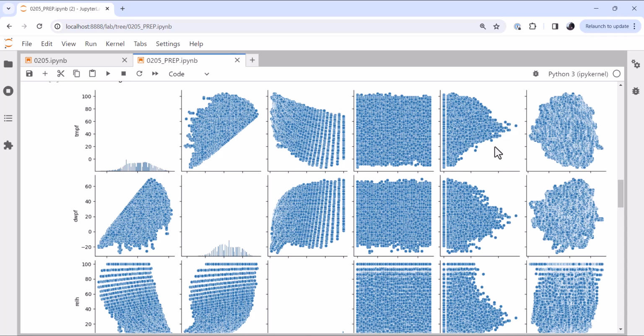This week we're going to start looking at ways that you can QC your data and handle missing data in Python. Welcome to another MetPy Monday.